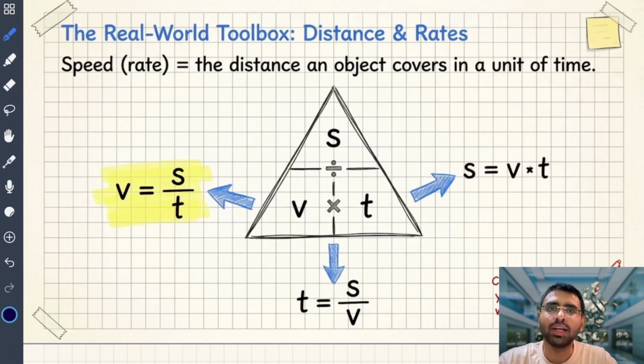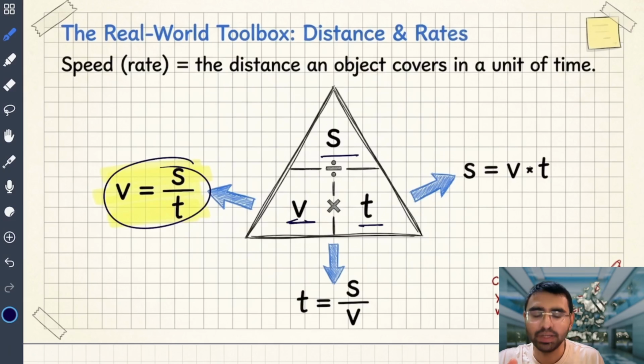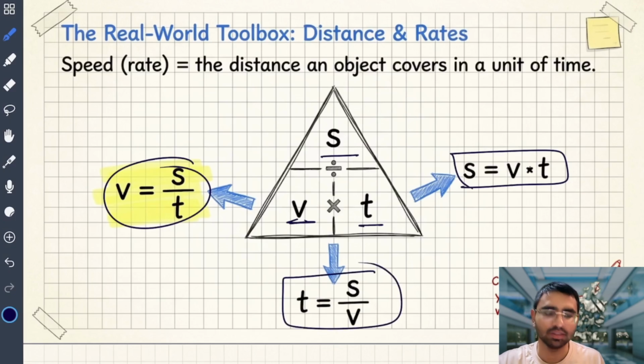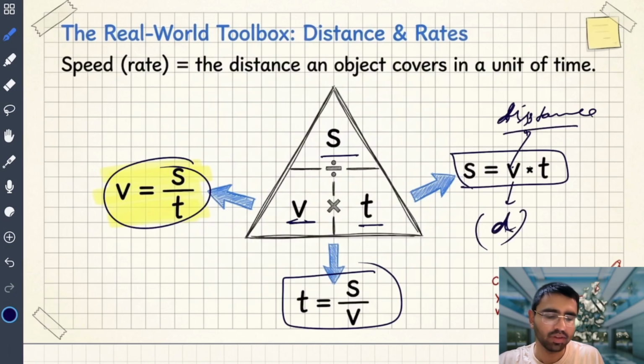Coming to the next topic, that is the distance and rate questions. Speed, which we also call rate, is the distance an object covers in a unit of time. In a given period of time, how much specific distance an object covers. So we have three things: speed, distance, and time. Distance is speed multiplied by time. Speed is distance divided by time, and time is distance by speed. Here d is distance, don't confuse it with velocity, or you can write it as d.